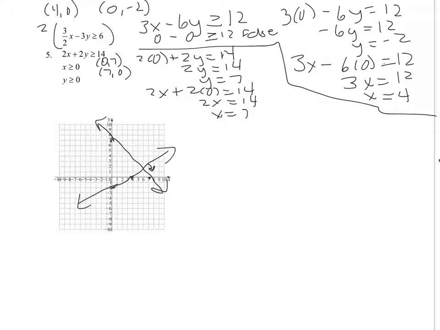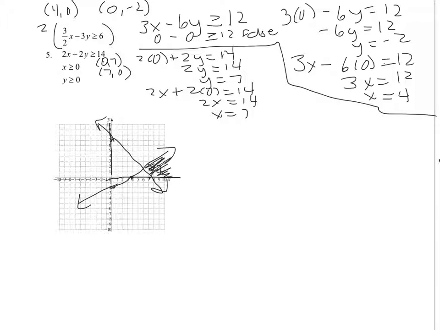So again, if you go back and you test using the ordered pair 0, 0 to see if that's the side we need to shade, 0 plus 0 is greater than or equal to 14. That's not true. So that means I don't want to shade under this line. I'm going to want to shade above this line. And then this tells me if x is greater than or equal to 0 and y is greater than or equal to 0, I'm going to be in this first quadrant. And that means this is the area that needs to be shaded.